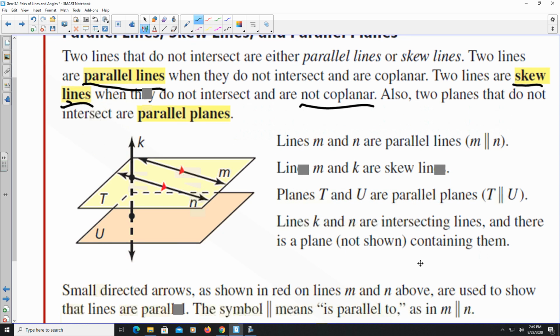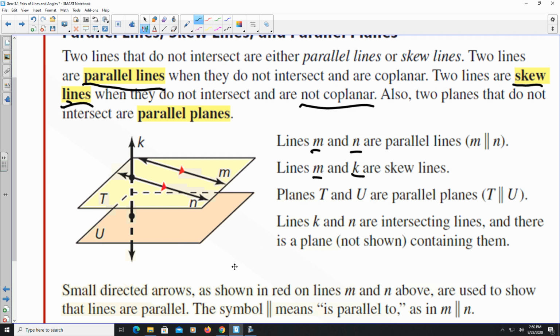If you look at this diagram to our left, lines M and N are parallel because not only do they not intersect, but they are also coplanar. They're on plane T in this case. Here we're saying that line M and line K are considered to be skew lines. Yes, they don't intersect, but they are in two different planes. So they are not coplanar.